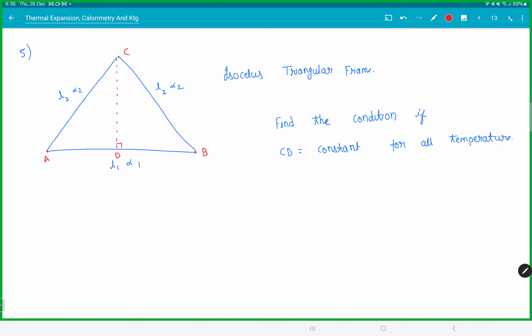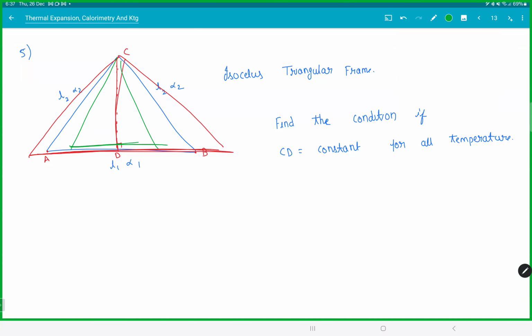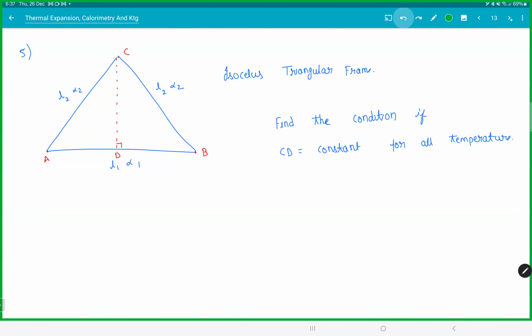When you increase the temperature, what will happen to AB? AB becomes big. AC also becomes big, but the height doesn't change. Getting the meaning of it? When you increase the temperature, everything is increasing, but the height should not change. Similarly, when you decrease the temperature, AD becomes small, this also becomes small, but the height won't change. You do anything, height should not change. Then what is the relation between L1, L2, alpha 1, alpha 2? Get this.